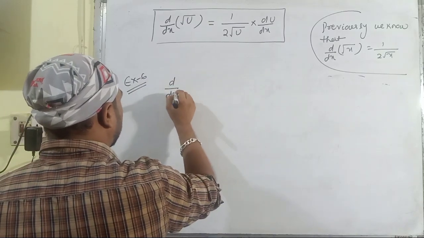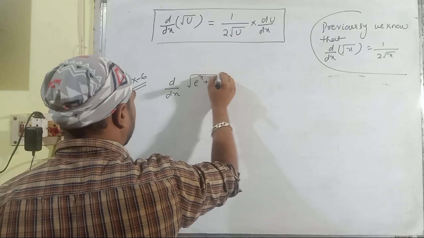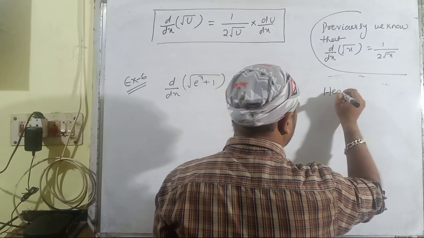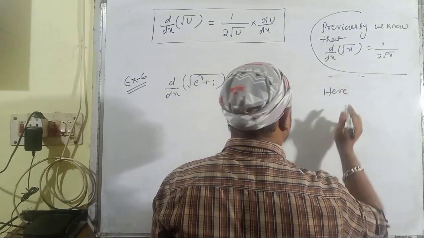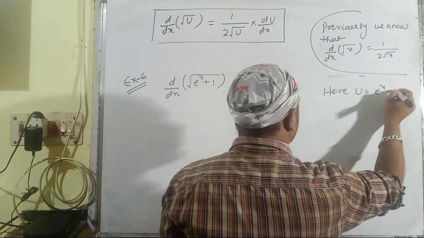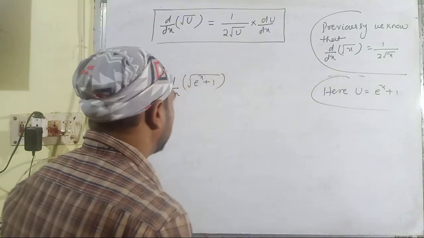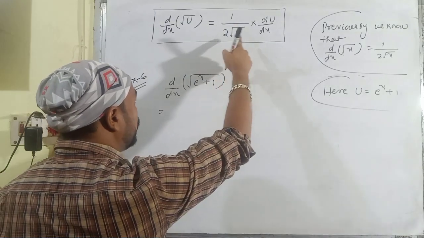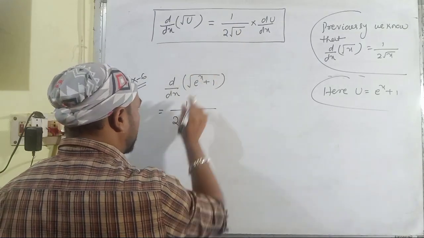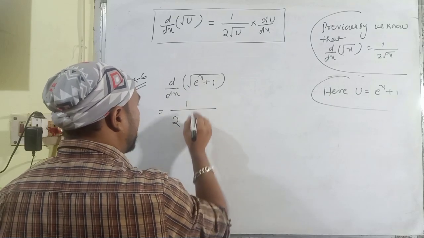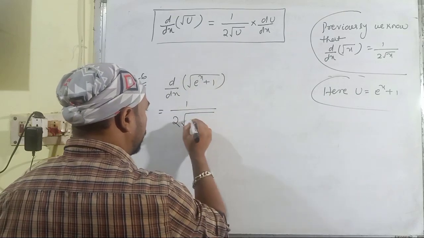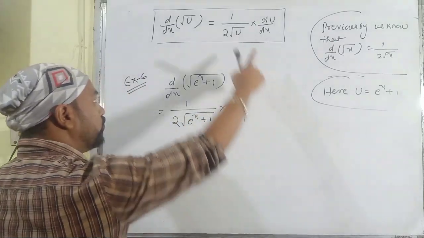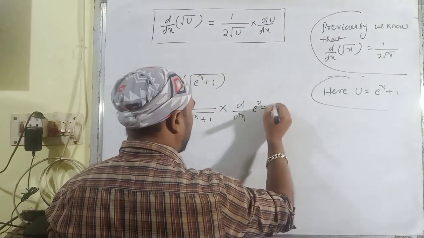We have to differentiate the square root of e to the power x plus 1. So first of all, let us find out which is the u function. Here u is equal to e to the power x plus 1. So first of all, by using this method, it is 1 upon 2 multiplied with the square root of u, that is e to the power x plus 1, multiplied with the differentiation of u, that means e to the power x plus 1.